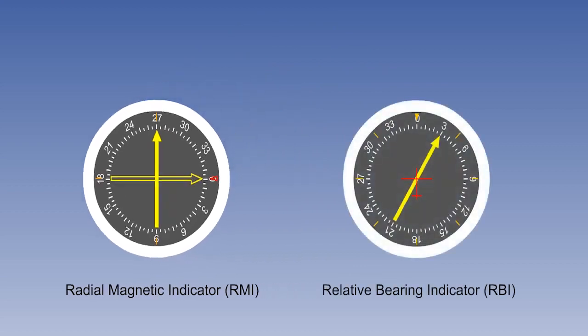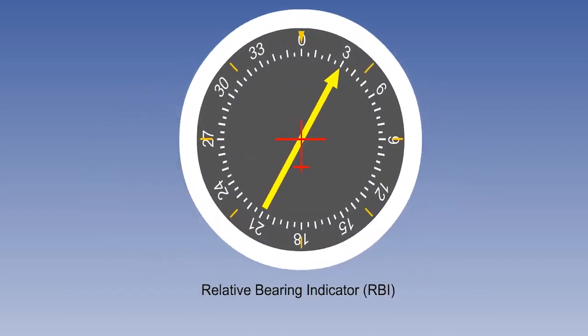By contrast, the relative bearing indicator, or RBI, has a fixed backplate, which always shows 0 at the 12 o'clock position. It can display only ADF bearings. The 0 represents the longitudinal axis or heading of the aircraft. The bearing is given as an angle measured from 0 to 359 degrees clockwise. This is called the relative bearing. In this example, the relative bearing is 030.